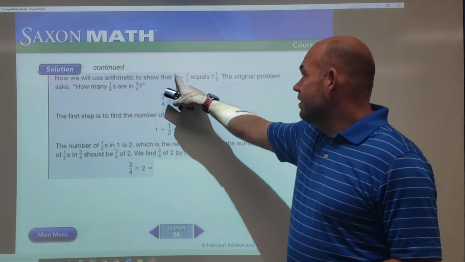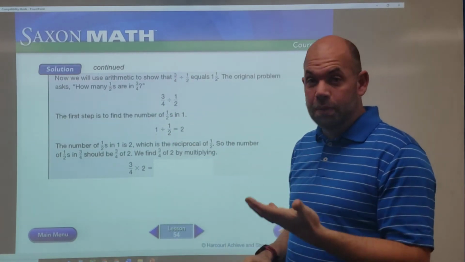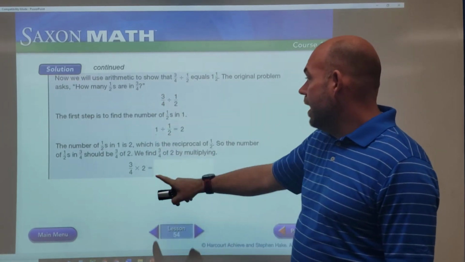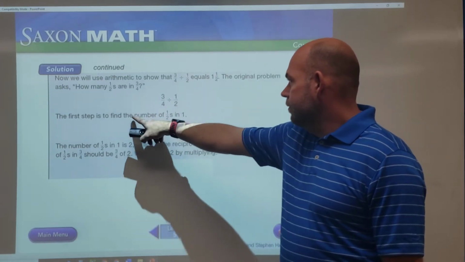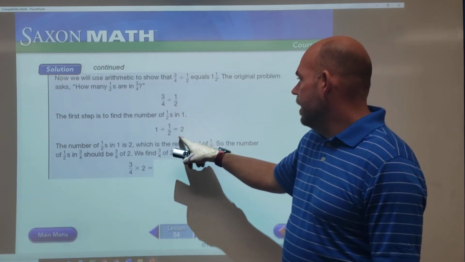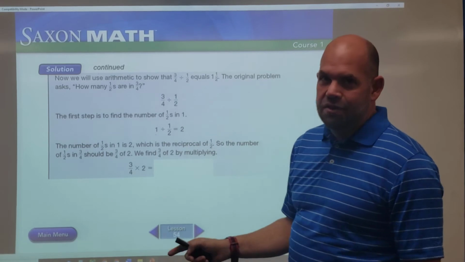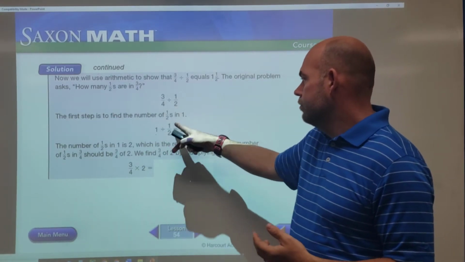So if this was 7 divided by 1/2, we would still, because we're dividing by 1/2, that's the same as multiplying by the reciprocal. In this case, 3/4 divided by 1/2, that's the same thing as 3/4 times 2. Now they say the first is to find the number of 1/2 in 1. How many 1/2? So 1 divided by 1/2 is 2. Okay? The only way you'd find that is multiplying by the reciprocal, timesing that by 2. 1 times 2 equals 2.